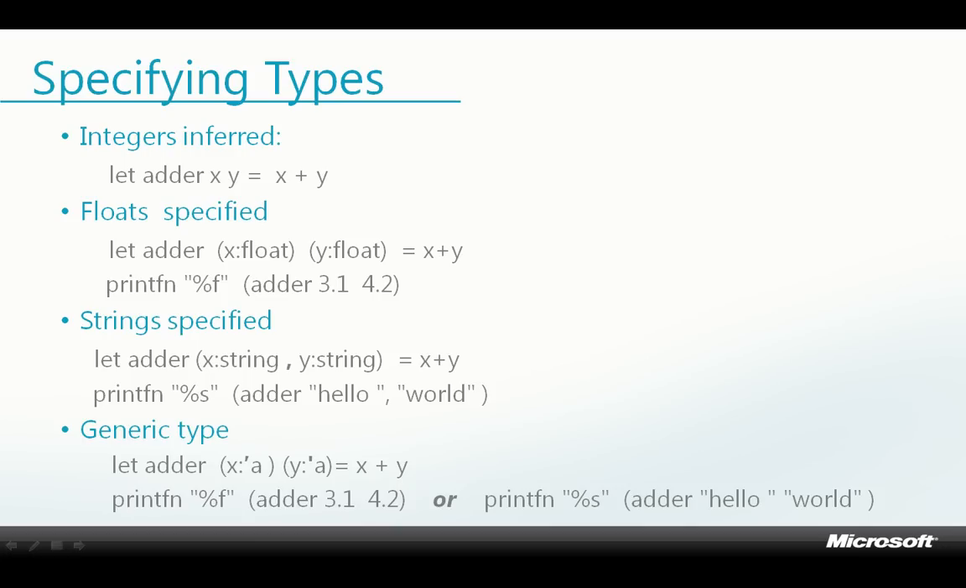Now this is really helpful because you can now call it any way you want with integers or floats or strings. But of course, after the compiler has inferred a type at runtime, you have to continue to use that type. In other words, just because I've used this apostrophe A to say the types are generic, I can't call it once with floats and then again with strings. After it has been called the first time and F# has made its decision about what type it is, it's going to continue to have that type throughout that run.